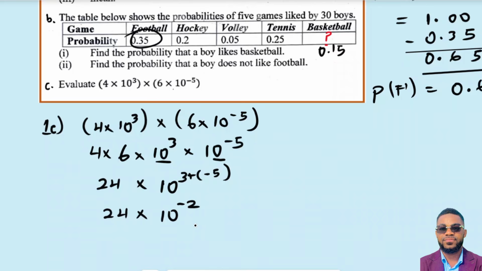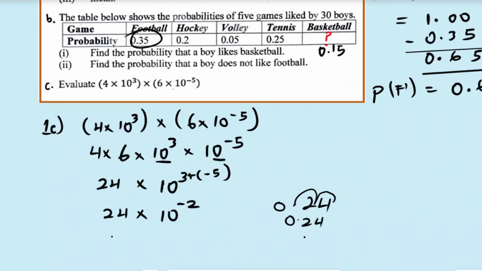That's the answer. But if you want to write it in an ordinary form, you just have to move. This is how we're going to write it. We have 24 here, multiplying 10 exponent negative 2. Exponent negative 2 means you're going to move to the left 2 times. So it's going to be like this, 1, 2. So the point is going to be here. So you have 0.24. So that is it.